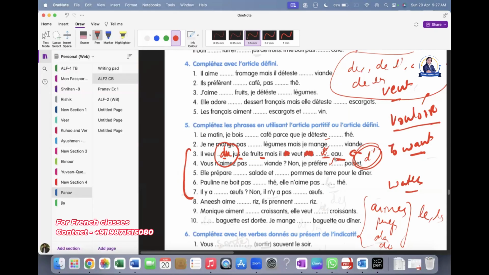Il veut d'eau. O is starting with a vowel. If anything starts with a vowel, it will be d apostrophe. Is that okay so far? It is correct. Yes, sir. Okay, let's move further. Next is this. Elle prépare. Is that a question? No sir, I was reading.